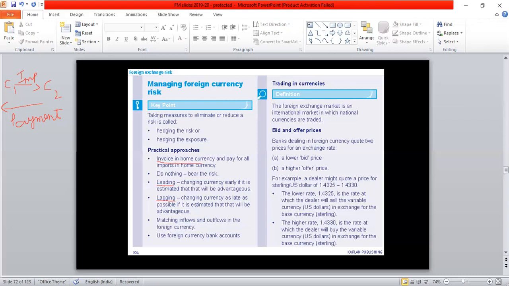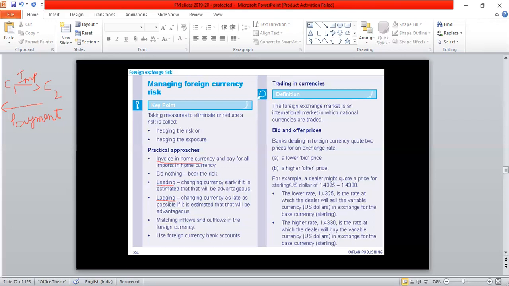Then use foreign currency bank accounts. So when they have deposits in foreign currency bank accounts, then the payment can be made from the currency which is available there, so that they are not so much affected because of the fluctuations.